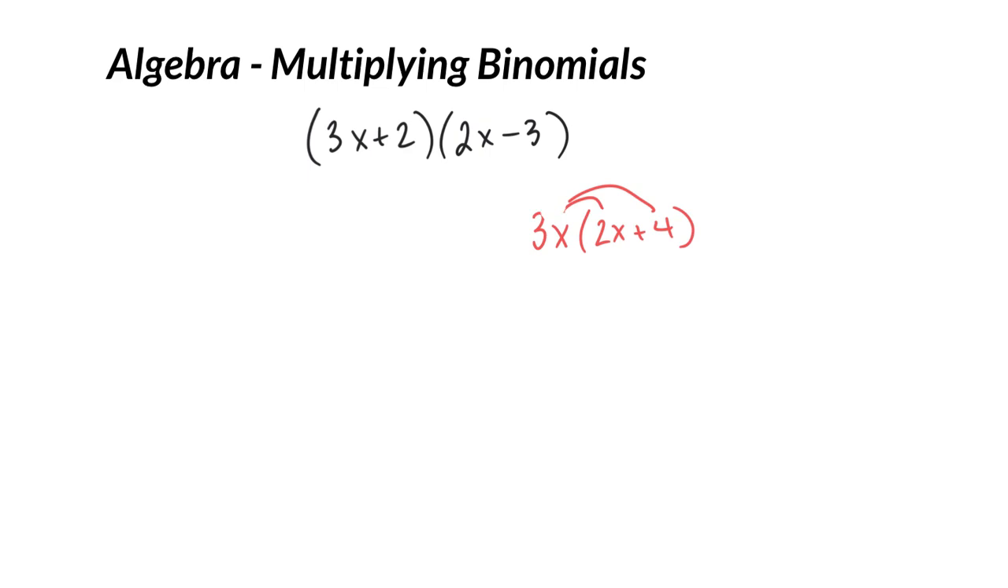Now, there are some ways you can shortcut this, or some mnemonics to memorize it, but here's what I would urge you to do: just think about taking your first term and multiplying that by both of the other terms. So the 3x multiplied by 2x is 6x squared, and the 3x multiplied by negative 3 is negative 9x. So again, all I've done is taken the 3x and multiplied that to both pieces. Now, I'm going to do that with the 2. I'm going to take the 2 and multiply that to both pieces.